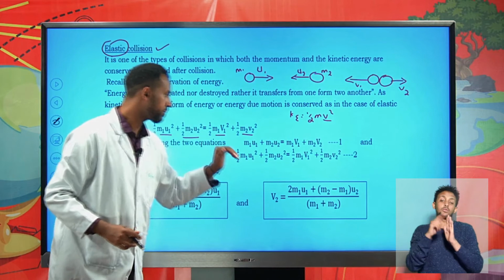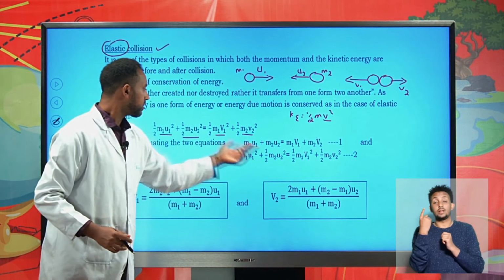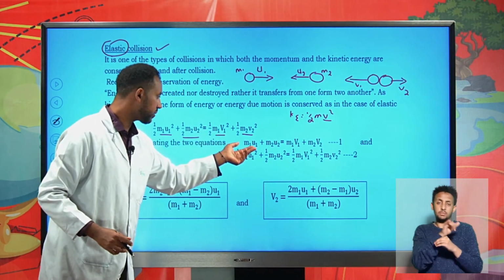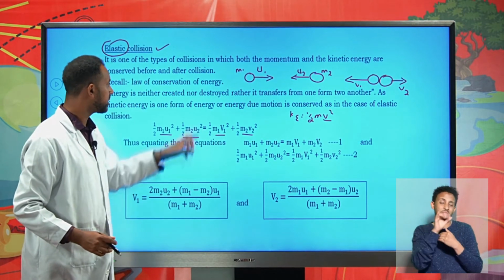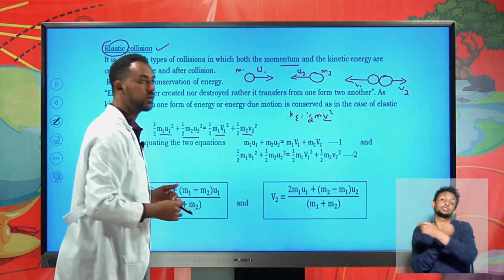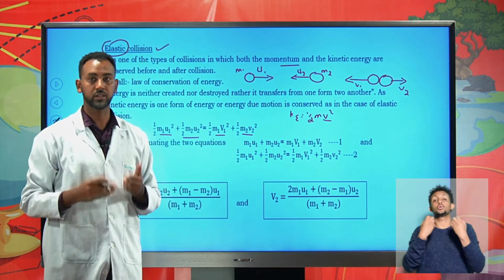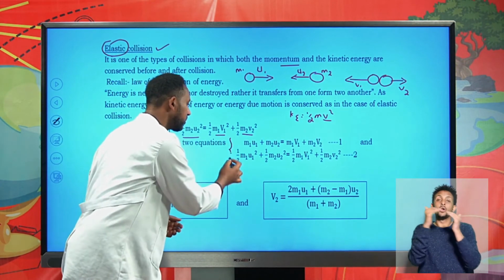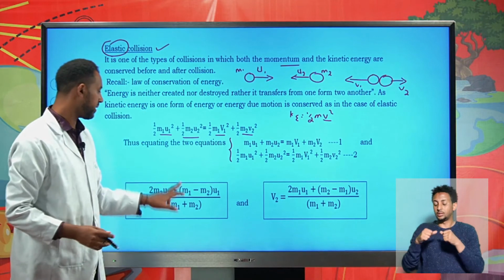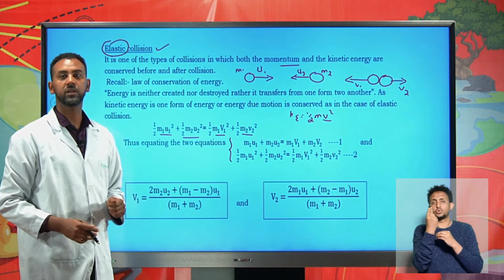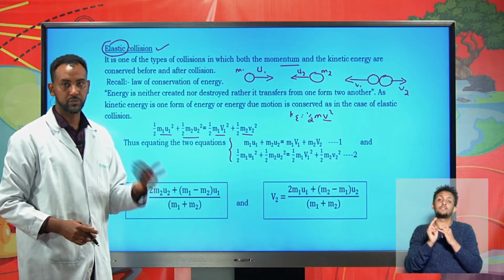This is the momentum. So in this case, we have found the kinetic energy remains constant, and here we have found the momentum remains constant. Both the momentum and the kinetic energy are conserved for elastic collisions. So equating these two, we can produce a very fundamental equation used to determine the final velocity of particles.